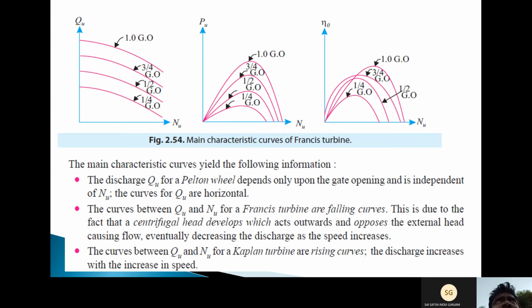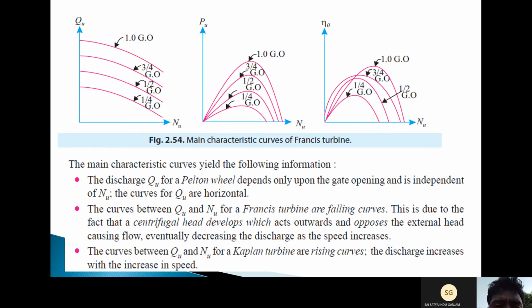In turbines, there are Pelton wheel, Francis, and Kaplan. The Kaplan turbine is not mentioned in your civil department syllabus. In the civil department, only Pelton wheel and Francis turbines are in your syllabus. Next, draft tubes are also available.